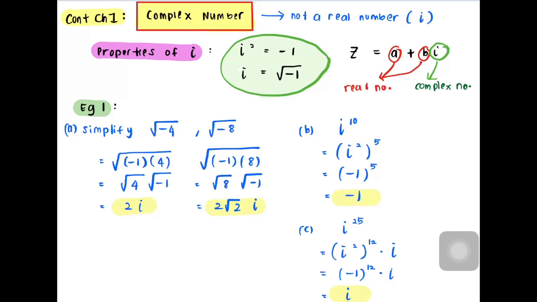In this video, I'll explain the topic of complex numbers. You haven't learned this in school yet. This is the first time you'll see complex numbers, where you should know the definition of it. It is not a real number. Since it's not a real number, you cannot find a complex number on a real number line.